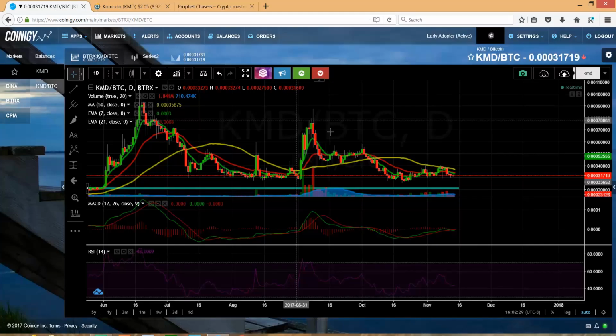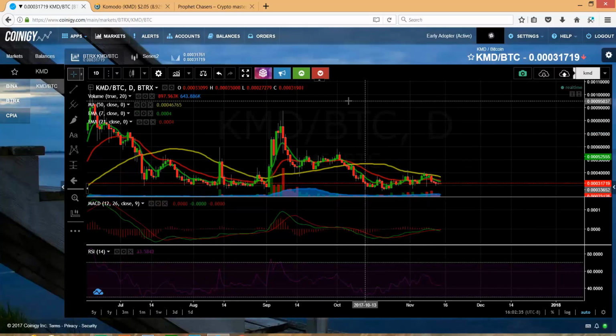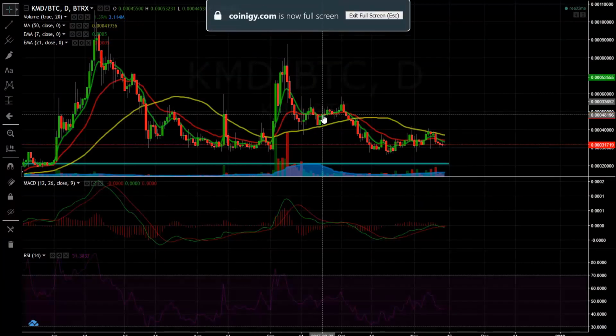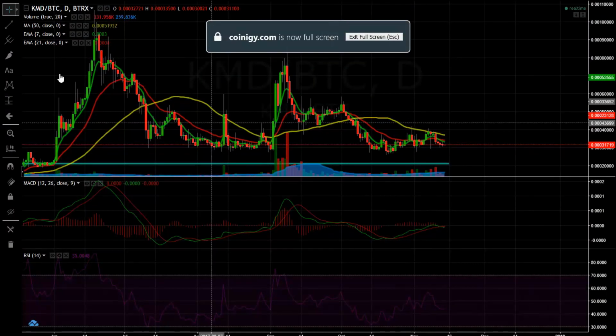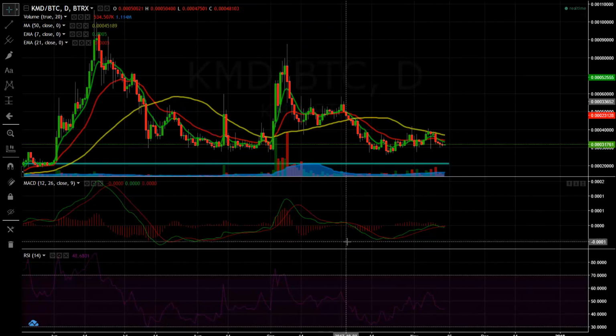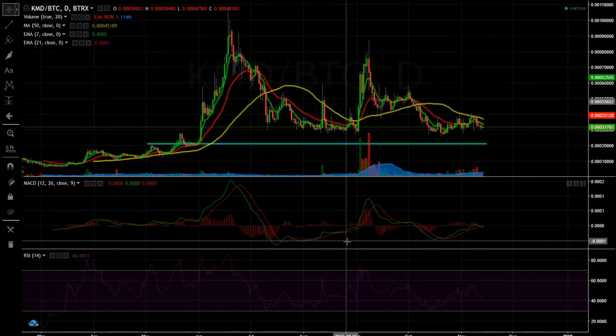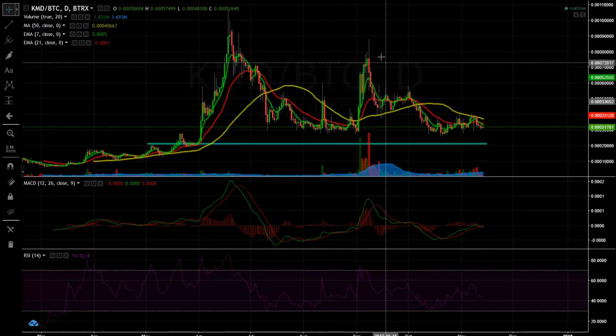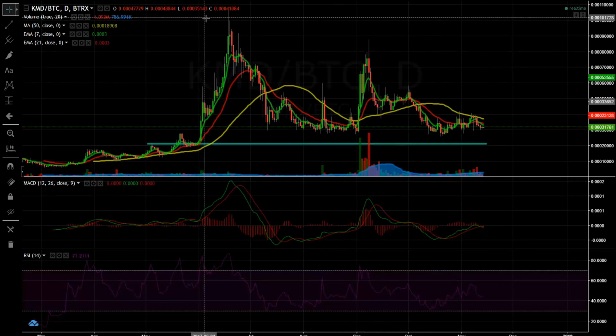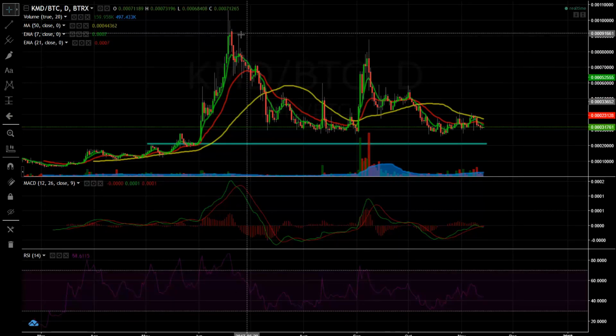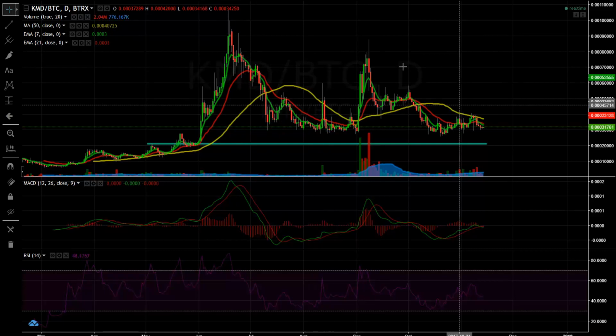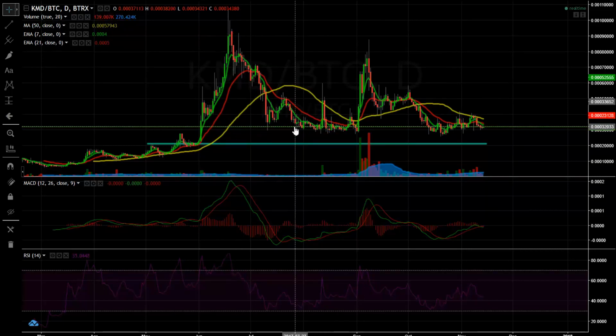Let's go ahead and jump into this KMD. So this is KMD's chart. Let me just blow it up for you guys. We're looking at the daily chart right now and trying to see which way it's trending. We'll do a visual. Obviously, we see one peak. So this was one pump. This was one pump. And it got pumped up here, dumped.